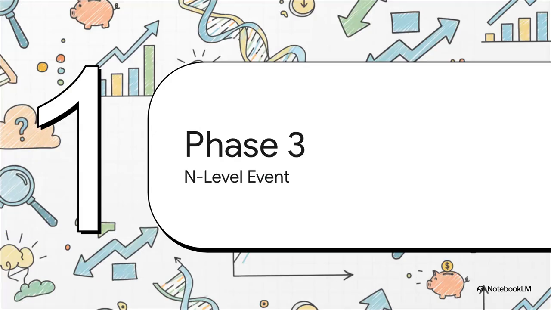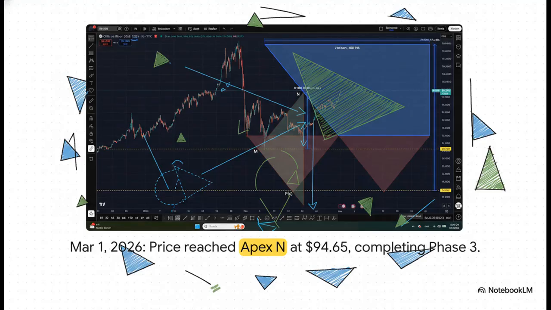All right, so after that mirror contact, the cycle continued to develop. This brings us to the third documented stage we're going to look at, phase 3, the end-level event. And this brings us right up to the present moment. On March 1st, the price hit another critical point within the geometric structure. It reached apex N at a price of $94.65. This event marks the completion of phase 3.